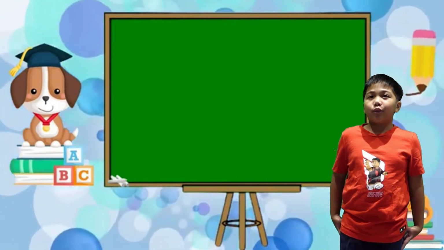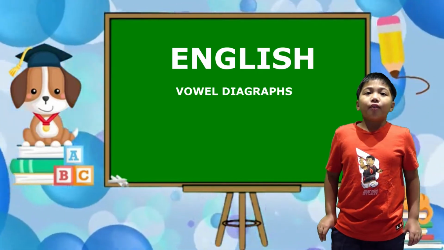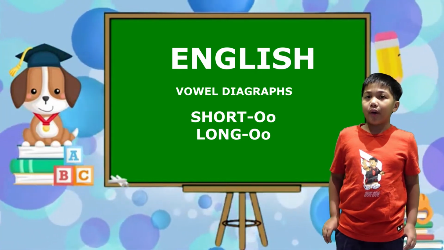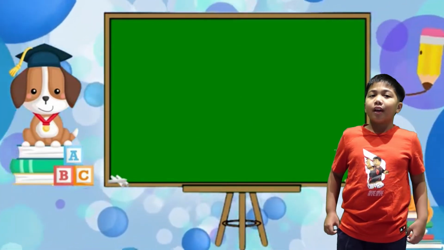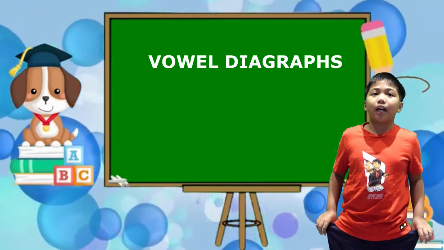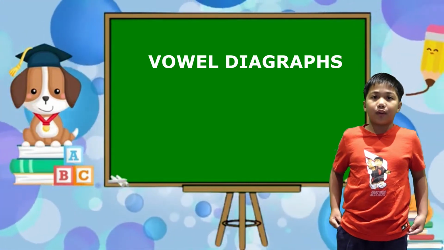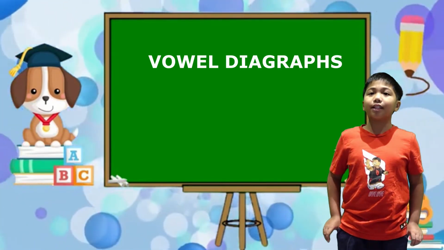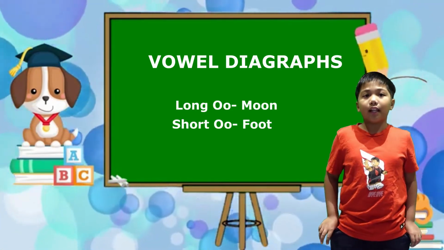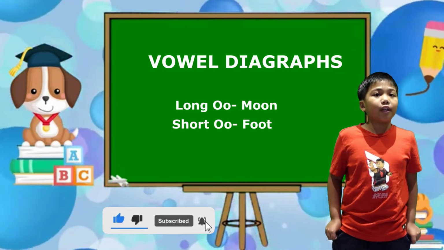Now let's proceed to our first subject, which is English, where I learned vowel digraphs of short OO and long OO. What is vowel digraphs? Vowel digraphs are two vowels that when placed together generate one sound. This includes double vowels like the long OO in moon or short OO in foot.